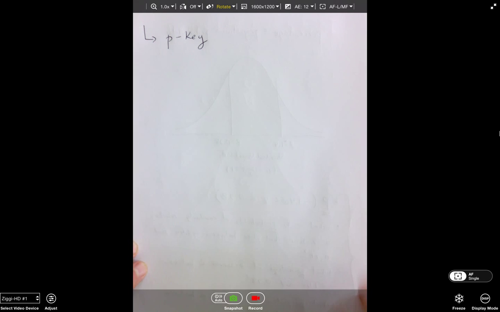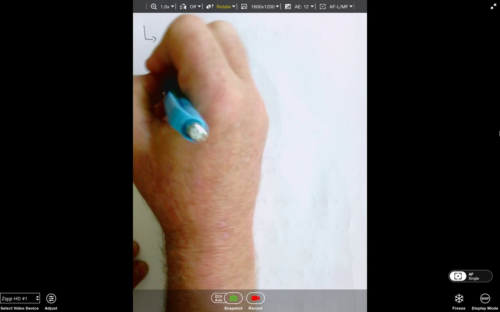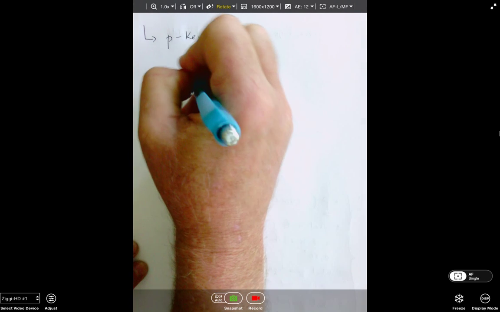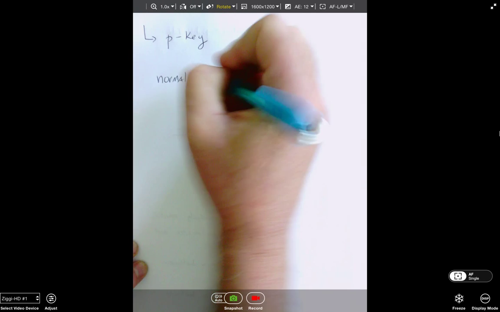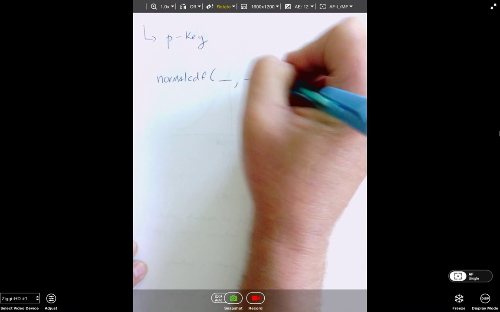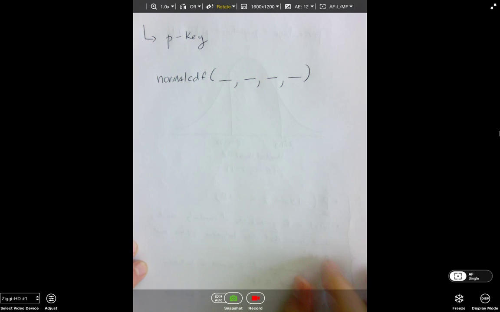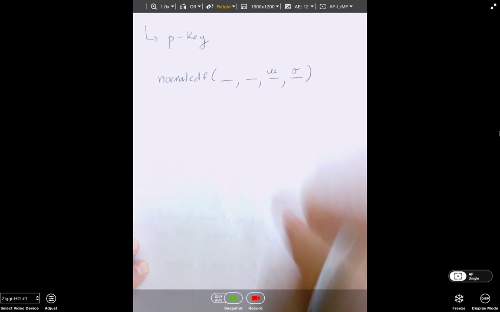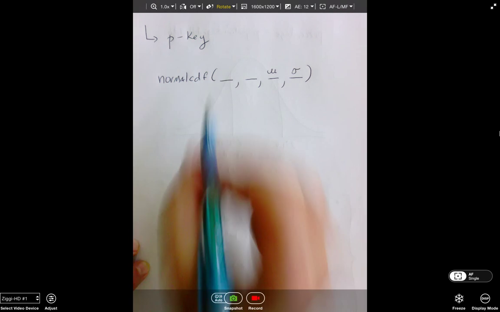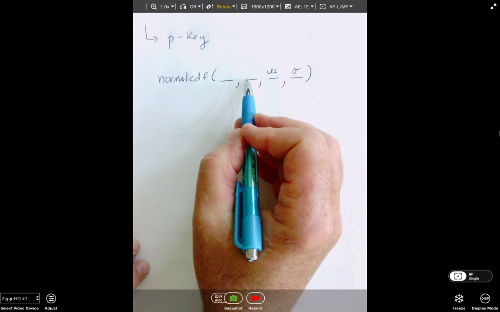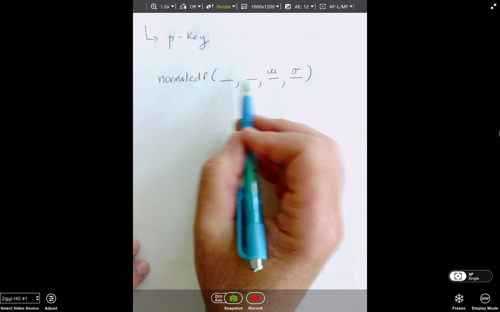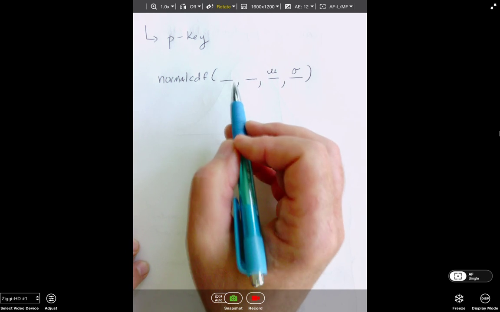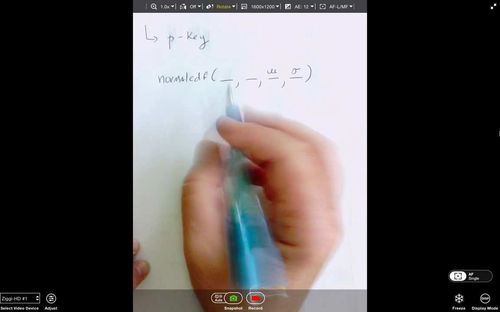And the P key is on your calculator, and this is the normal CDF key. And guys, for the normal CDF key to work correctly, you're going to have to put in 4 things. The last 2 are simple. It's the mean and the standard deviation. But the first 2 happen to be the lower bound and the upper bound of the area under the curve that you want to find.